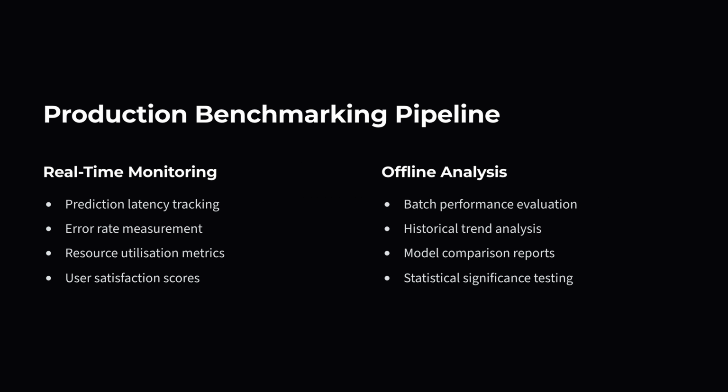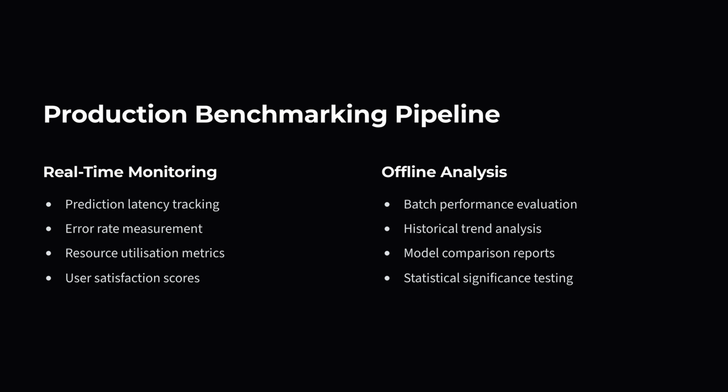Production benchmarking pipeline. A production pipeline works in two complementary speeds. Like listening to music, we're also studying the sheet notes. Real-time monitoring is the live soundtrack. It catches latency spikes, sudden error bursts, GPU strain, or early signs of user frustration. Picture a recommendation model slowing during a holiday sale. Real-time alerts turn a potential outage into a quick fix.